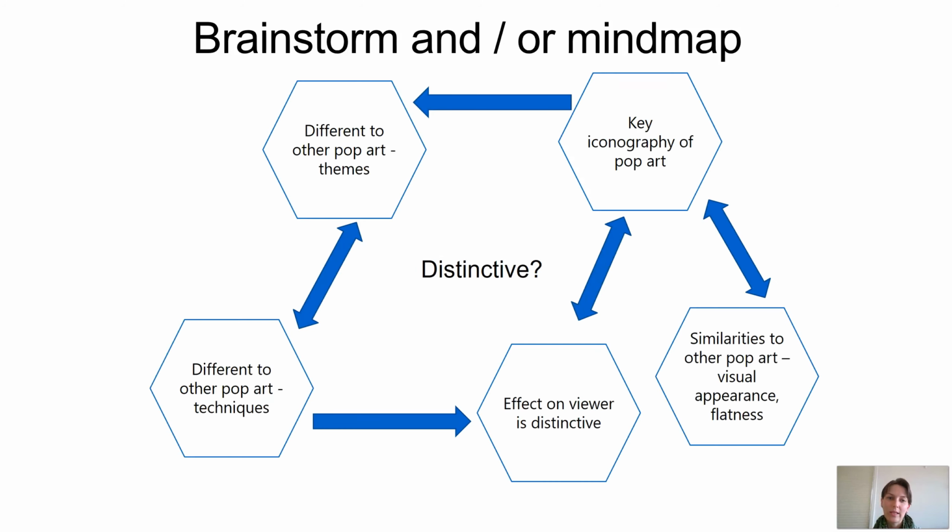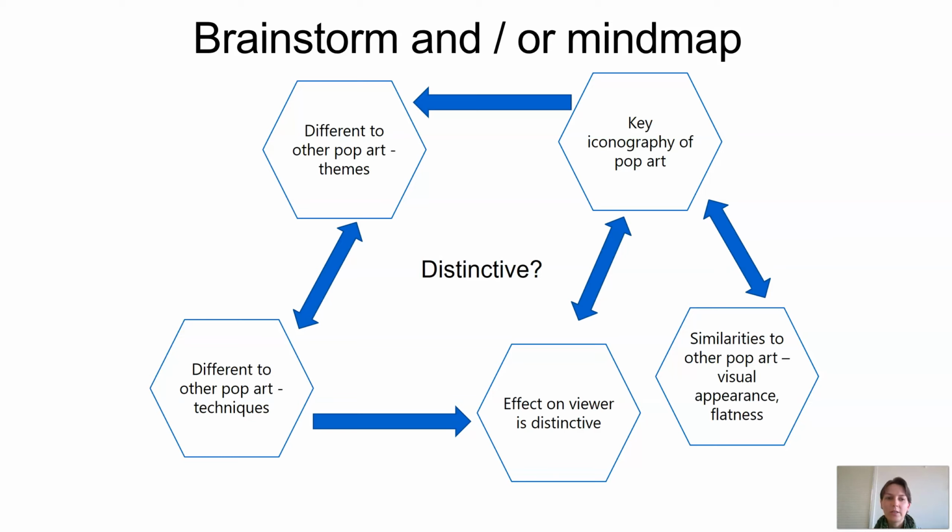Once you've done a bit of reading, it's then time to start brainstorming your ideas, or mind mapping. Brainstorming is where you just put down all of the ideas on the page. Mind mapping is where you start to make connections between the ideas. So this is an example of a mind map where you might start to think about Drexler's work: is it distinctive or not?